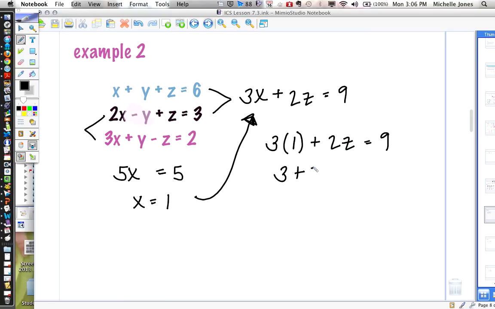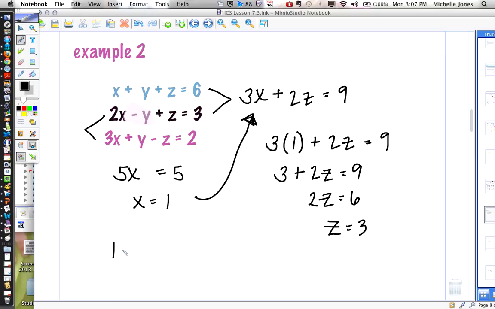3 plus 2z equals 9. Subtract 3 from both sides. 2z equals 6, so z is 3. Excellent. So now we have two values. You can substitute this into any of the three equations.